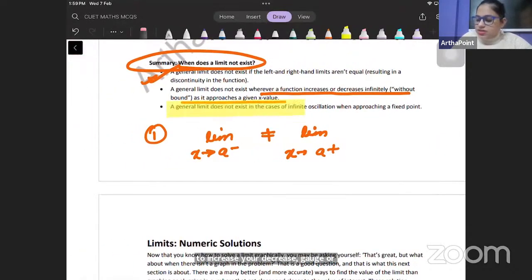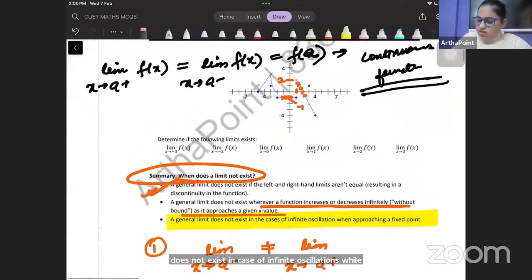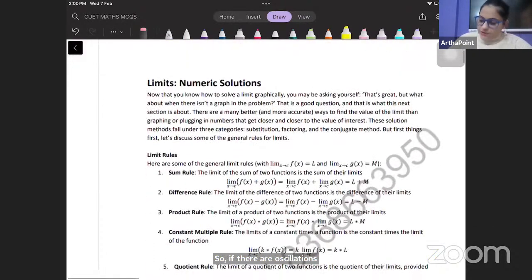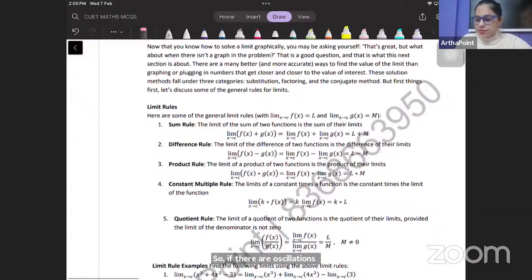A limit does not exist in case of infinite oscillations while approaching a fixed point. Again, we have shown these oscillations. So if there are oscillations in the function, then also the limit will not exist. Okay beta, now there are some rules of limits.